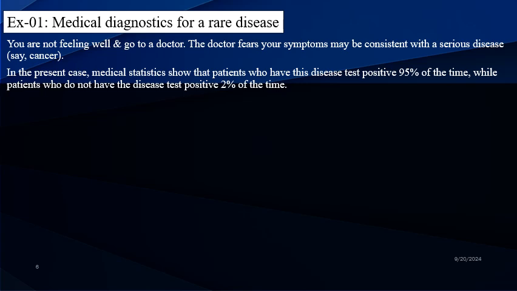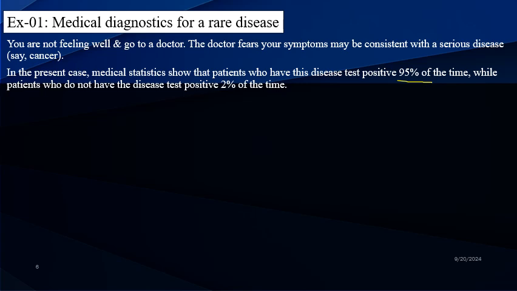So in the present case, medical statistics show that patients who have the disease test positive. Those who have the disease test positive how many times? 95%. So what kind of probability is 95%? That means 0.95. Is it an elementary probability or basic probability? Elementary probability means the probability of A, where you are not putting any condition, and conditional probability is the probability of A given B. So 95% or 0.95, what kind of probability is this one? It is a conditional probability.